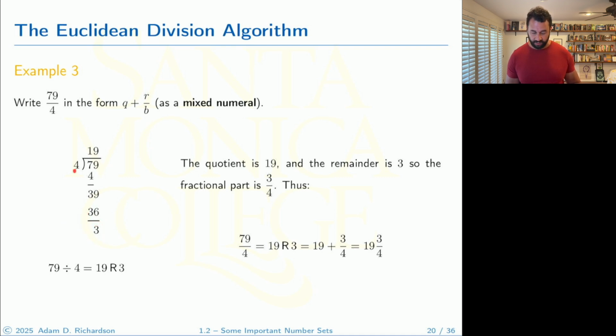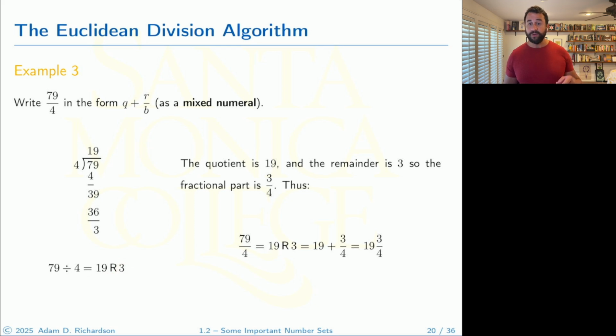How many times does 4 go into 3? We're trying to repeat the algorithm now. Oh, 4 doesn't go into 3, right? You cannot fit 4 into 3, or at least not a whole time. So we've got a remainder. So we can say that 79 divided by 4 is 19, remainder 3.